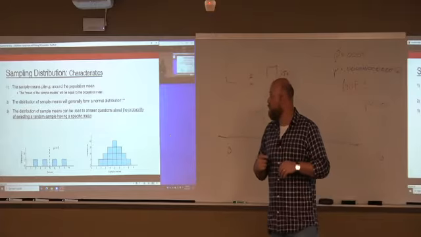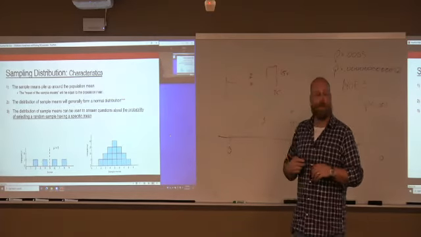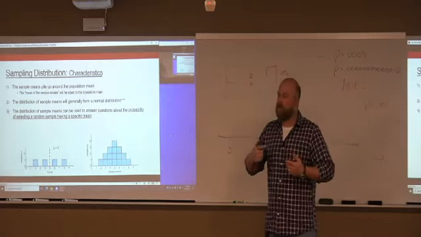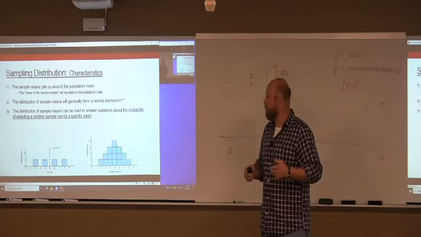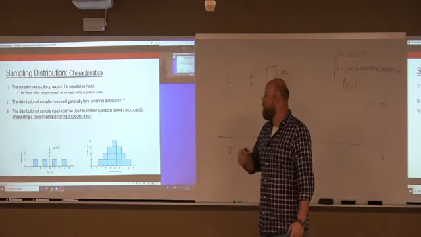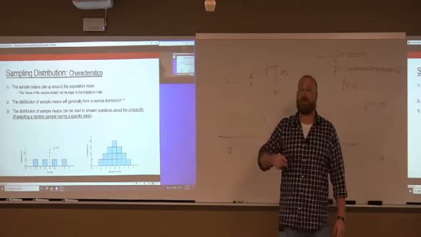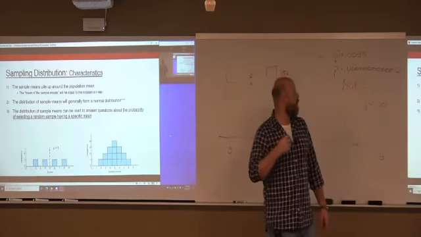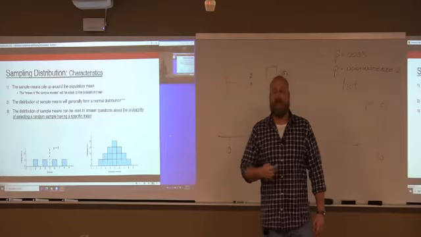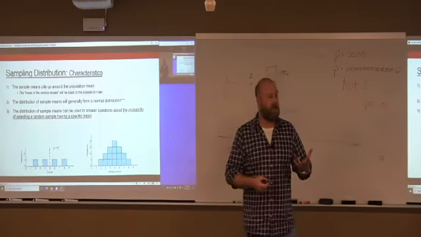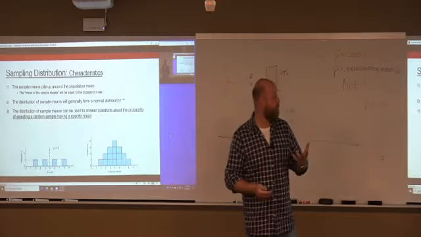We know that the distribution of these sample means will generally form a normal distribution. There are a couple of things that influence how quickly we'll get to that nice normal distribution. And then what we can do with the distribution of sample means is start to answer questions about the probability or likelihood of selecting a random sample having specific characteristics, based on some assumption about the population. Okay.